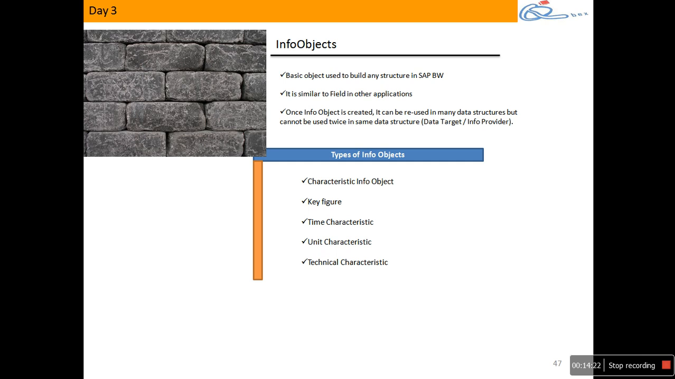Now what is a characteristic info object? If you look at the other 3, time, unit and technical characteristic, they are also characteristics only, but they are special types of characteristics. So broadly it will be 2 things, characteristics and key figures. Within characteristic, apart from normal characteristics, we have three special types of characteristics.